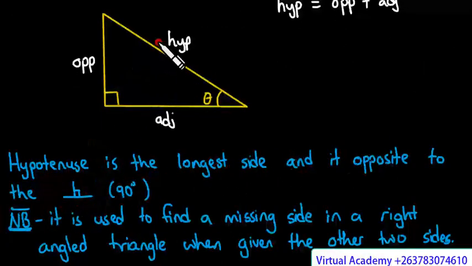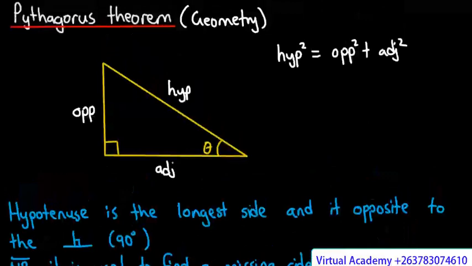Like I've said, it's the longest side and it's always opposite to the what? To the right angle. And then where do we use this Pythagoras theorem? Then I've said here, it is used to find a missing side in a right angle triangle when given the other two sides. So this equation is very, very important in geometry. As you shall see, we shall use it to solve so many problems.